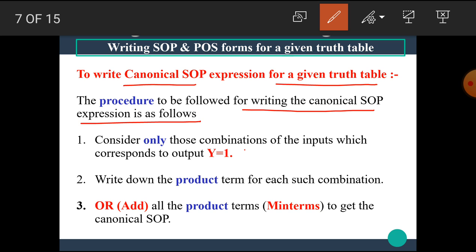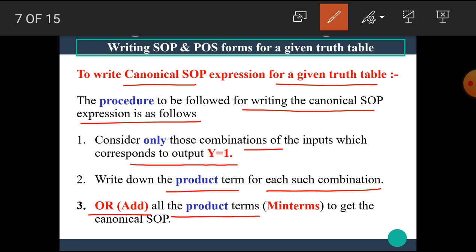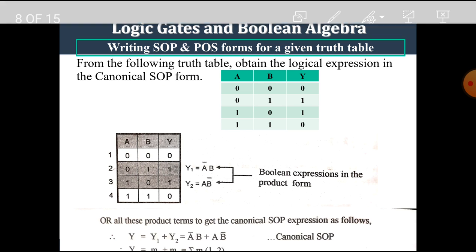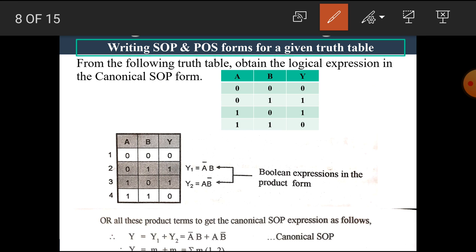Consider only those combinations of the inputs which correspond to the output Y equal to 1. Write down the product term for each combination, or add all the product terms, minterms, to get the canonical SOP. Let's see it on the example. From the following truth table, obtain the logical expression in the canonical SOP form.